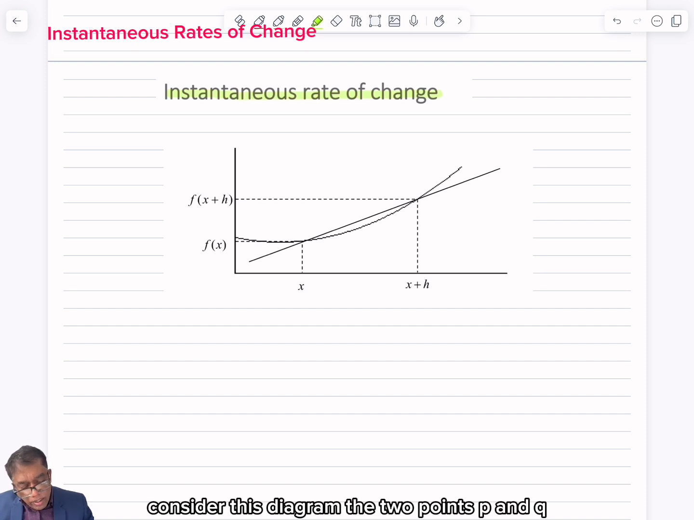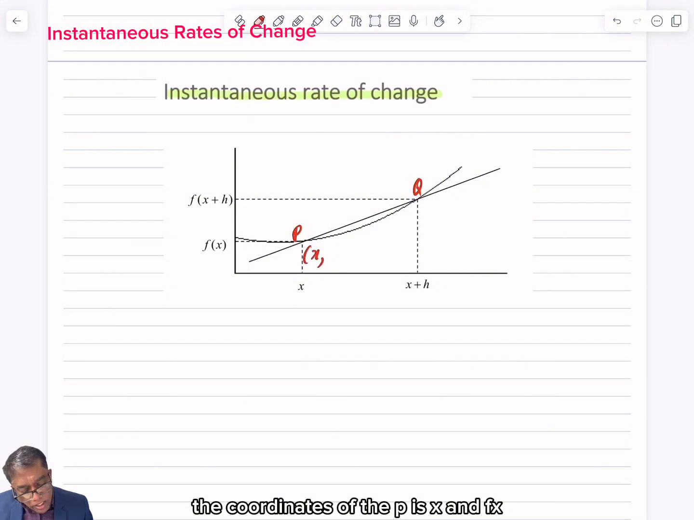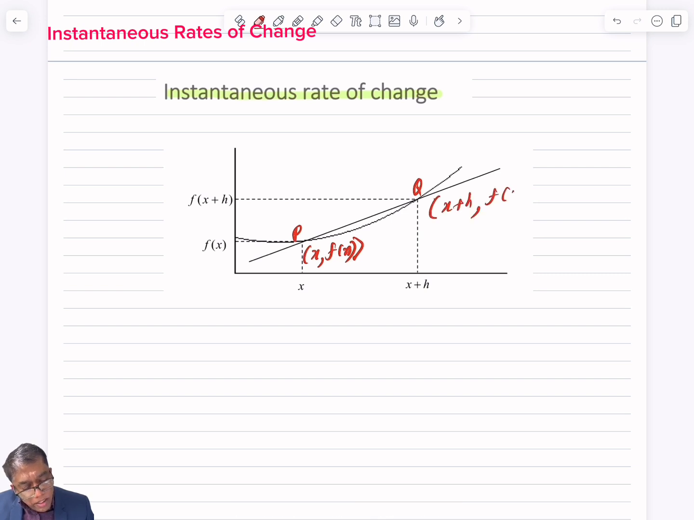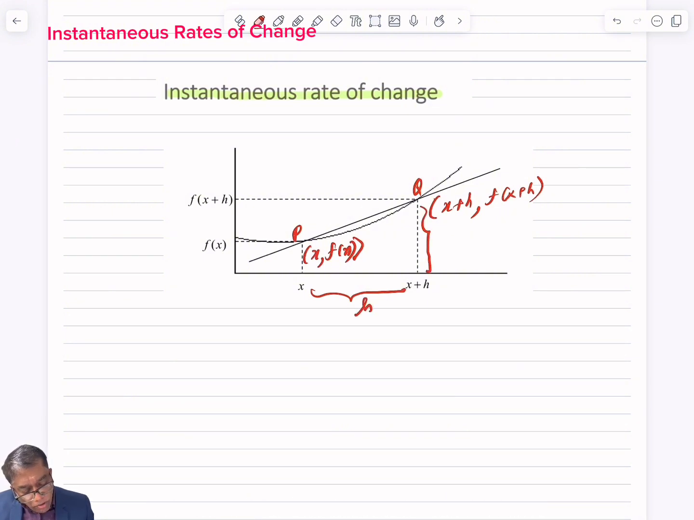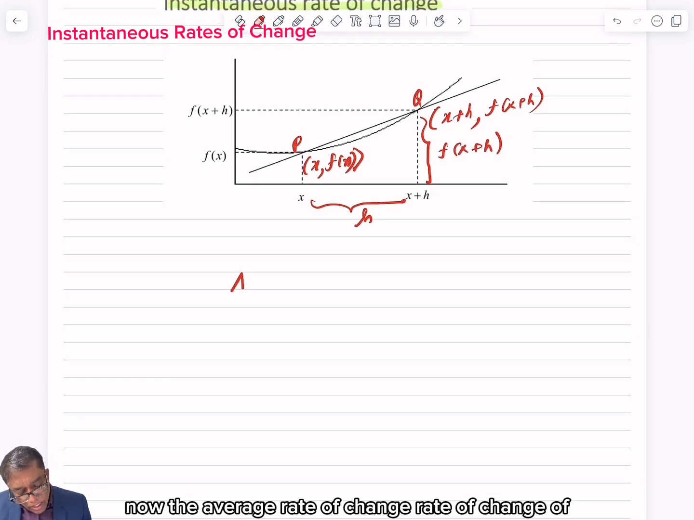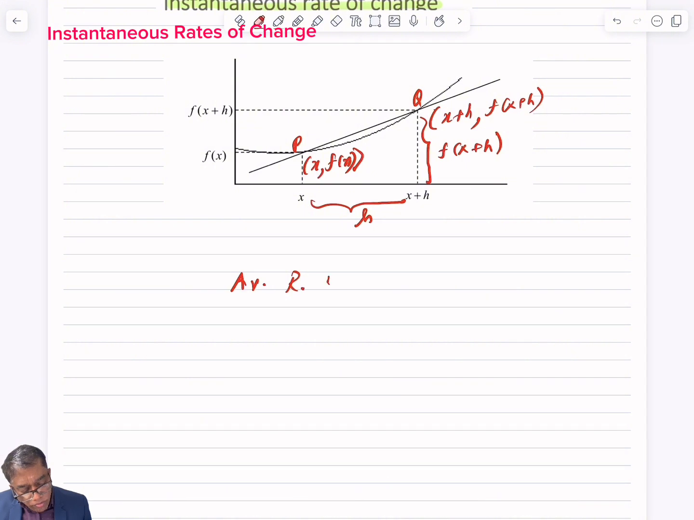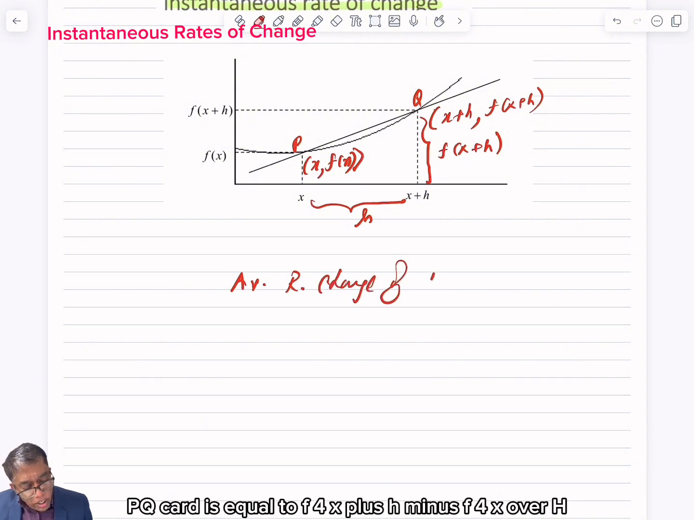Consider this diagram. There are 2 points P and Q. The coordinates of P are x and f(x), and Q is x plus h and f(x plus h). Then this distance is h, and this one represents the height, f(x plus h). Now the average rate of change of the PQ chord is equal to f(x plus h) minus f(x) over h.